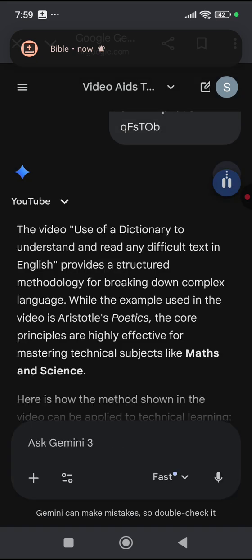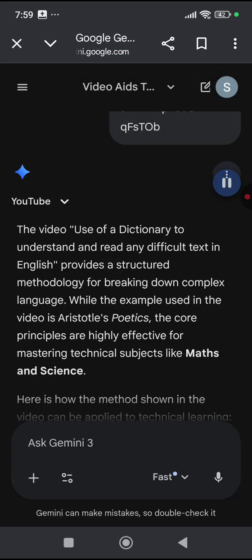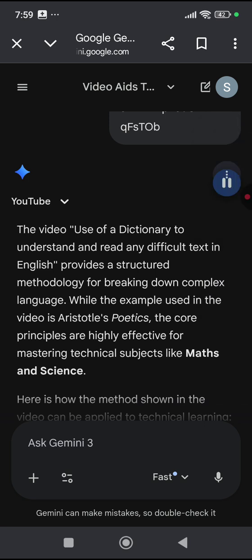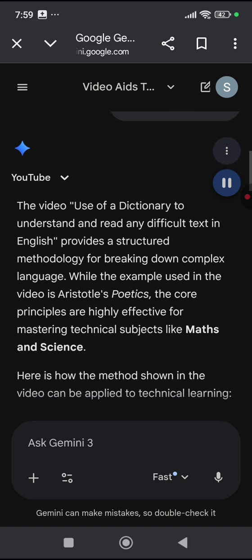The video, "Use of a dictionary to understand and read any difficult text in English," provides a structured methodology for breaking down complex language. While the example used in the video is Aristotle's Poetics, the core principles are highly effective for mastering technical subjects like maths and science. Here is how the method shown in the video can be applied to technical learning.